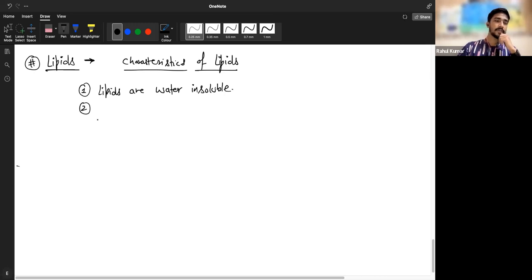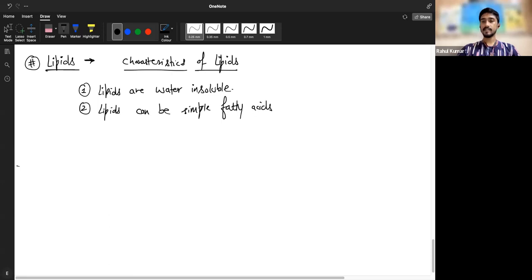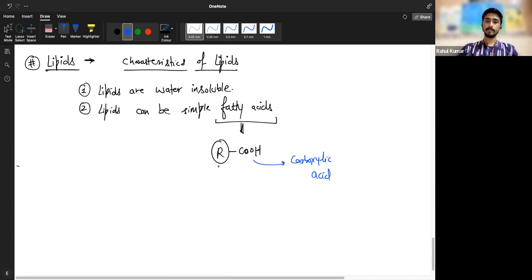Next, what do you know about lipids? What are fatty acids? Lipids can be simple fatty acids. Again, there is an acid term, so the acid present here is also a carboxylic acid. Fatty acids are nothing but this structure. There will be an R group, again a variable group, attached to COOH. This is a fatty acid structure, where this is the carboxylic acid group and this is a variable group.